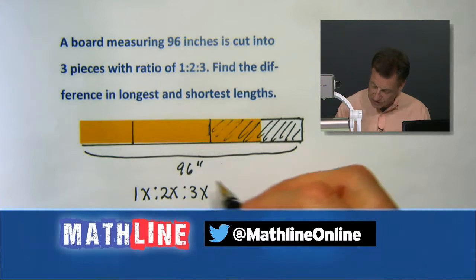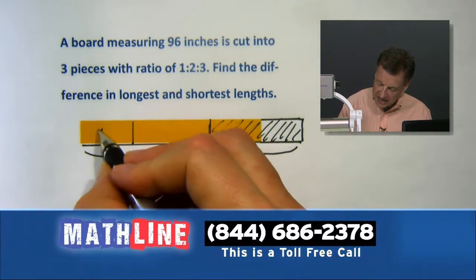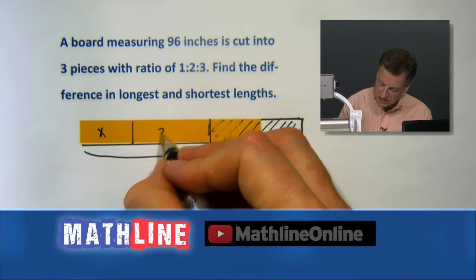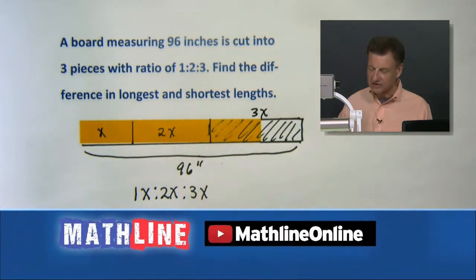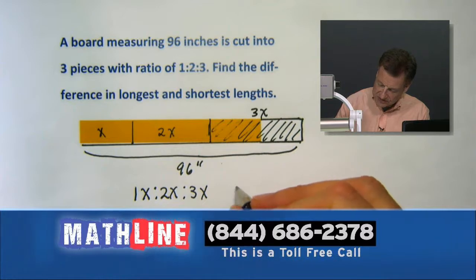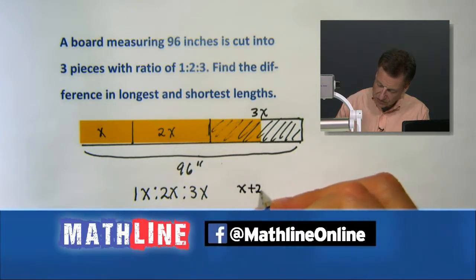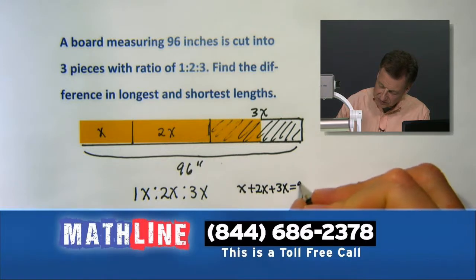And then what we're going to do, we're going to go up here and say if we take, let's call it x for 1x, we'll say this one is 2x, and this little guy we'll say is 3x. If you put them all together, see how figuratively it looks like a picture? We're going to add these together. So we're going to say x plus 2x plus 3x equals 96.